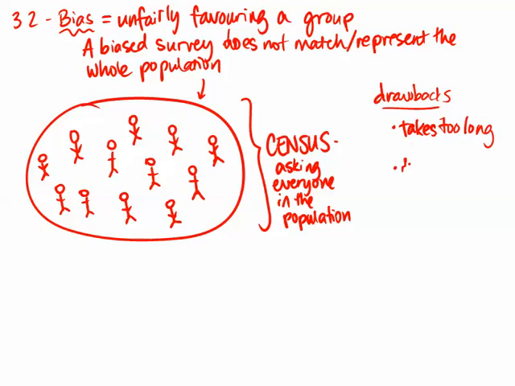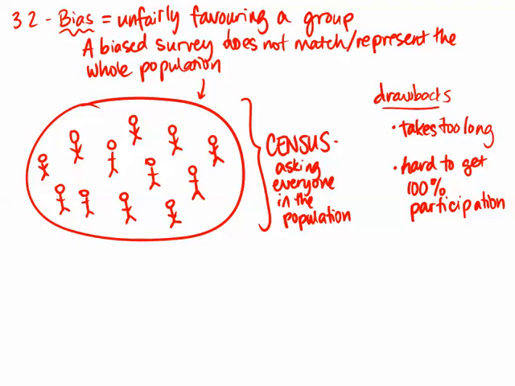Another drawback is that it's hard to get 100% participation. What that basically means is that if someone is absent or someone's away or someone chooses not to do the survey, then you don't get 100% of the people who are going to be interested, or you're not going to get 100% of the results. So this is why we use something called a sample.